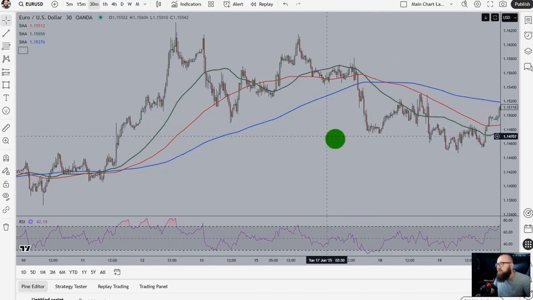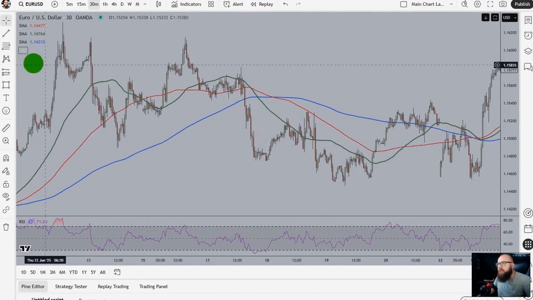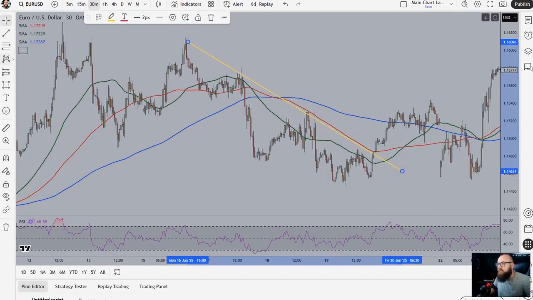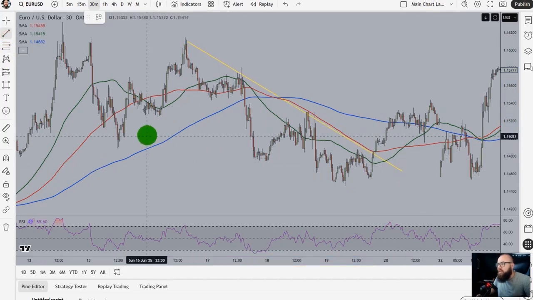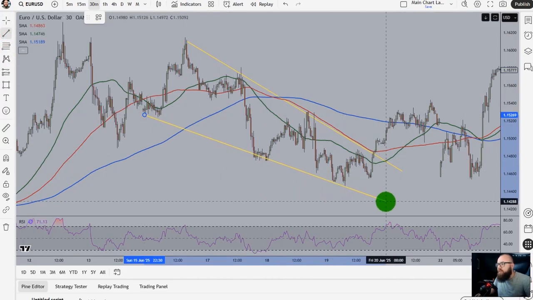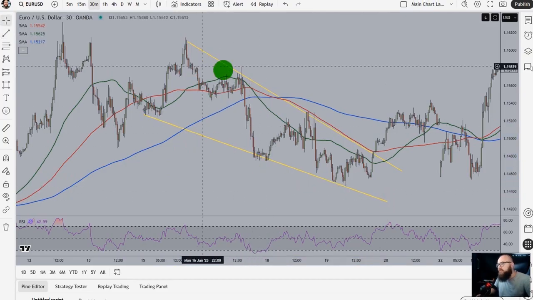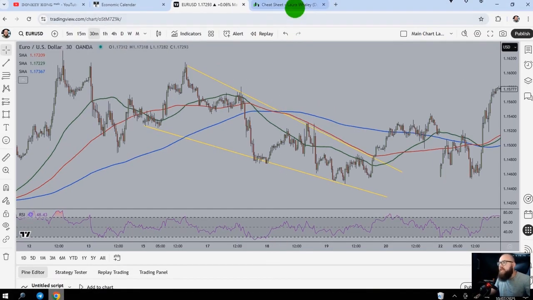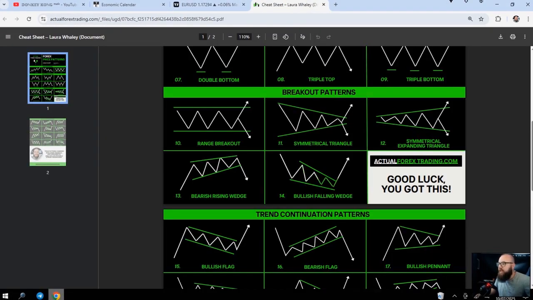Might need to change my time frame. Okay, so it's a nice one here. So here's the diagonal resistance. Nice big one. Does this fit? Yeah, so here's the diagonal support. You can see they're not really symmetrical. They're not moving sideways across the chart. They're actually coming down. Okay, so that is this one here, a bullish falling wedge.